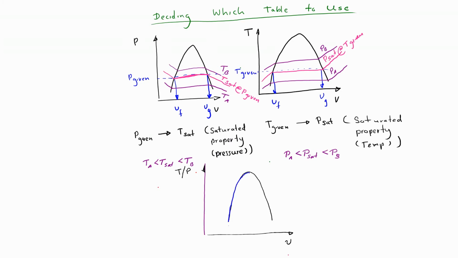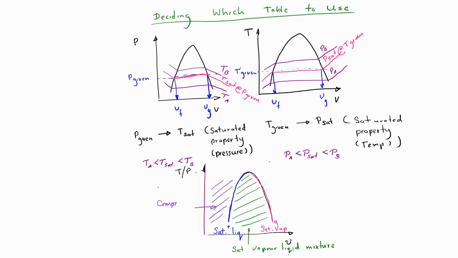Now we identified several regions on our TV diagram or PV diagram. On the left hand side of the vapor liquid dome, we have saturated liquid. On the right hand side, we have saturated vapor. Inside the vapor liquid dome, we have saturated vapor liquid mixture. And towards the left of the vapor liquid dome, we have compressed liquid. And to the right hand side, we have superheated vapor.